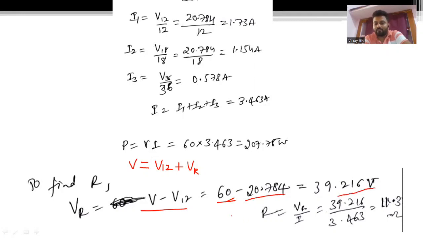Then just apply Ohm's law, V equals I into R. That is VR equals I into R. R value we have to find. I we know is 3.463. Substitute that and we get 11.32. This is the solution. A very simple way to understand.